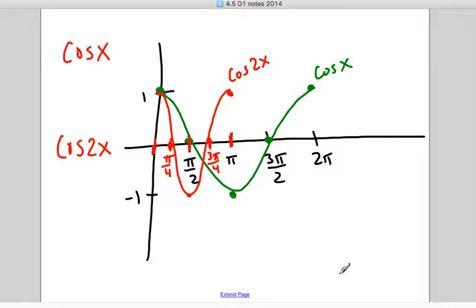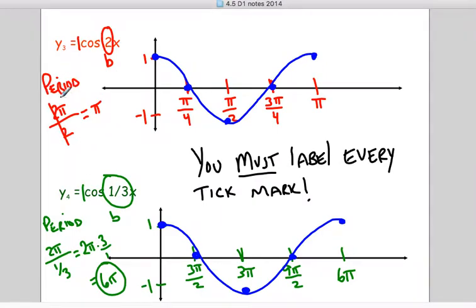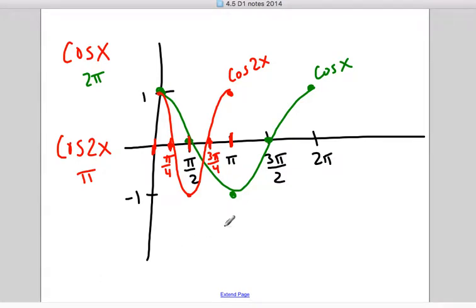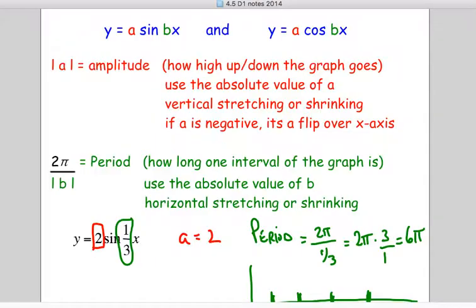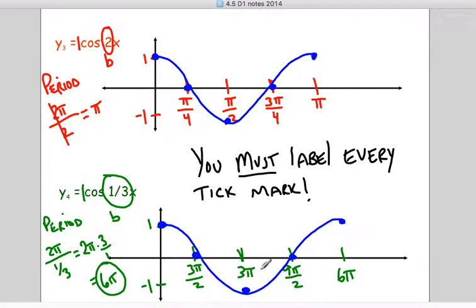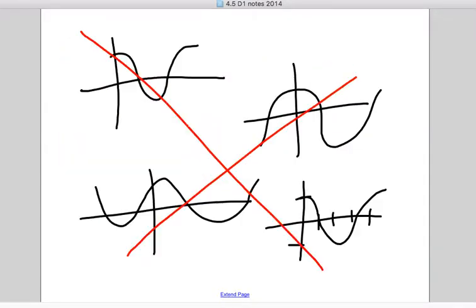The period shrunk from 2 pi to pi. Go back. Remember how that period changed to pi? So the period shrunk. We had to fit this U shape into a shorter period. It all looks nice when you put them on the same graph, but when you do your homework, they're going to be all separate like these. So they're all going to end up looking exactly the same. The only difference is how you label. That's why you've got to label every single tick mark.